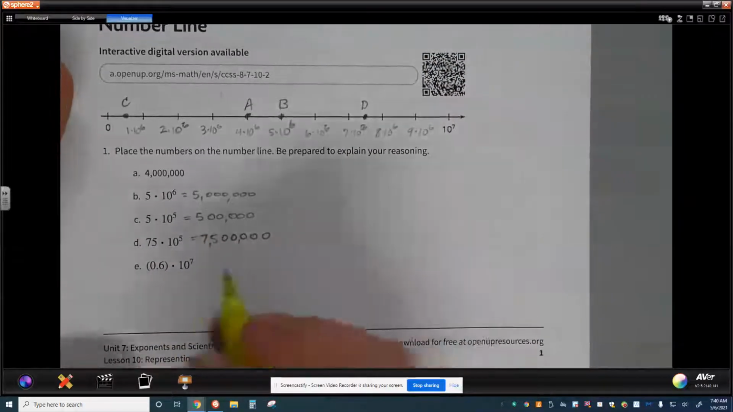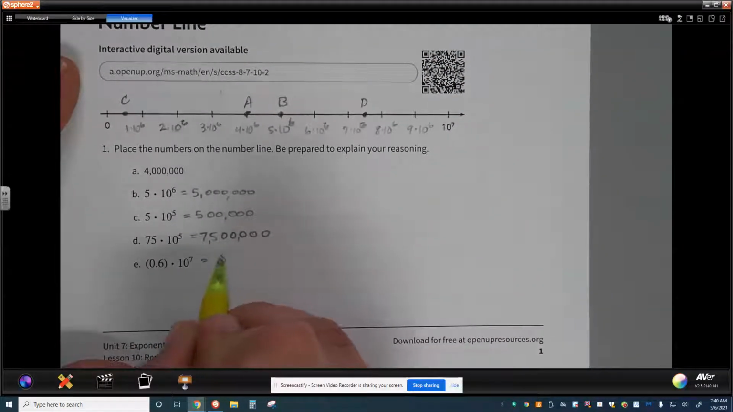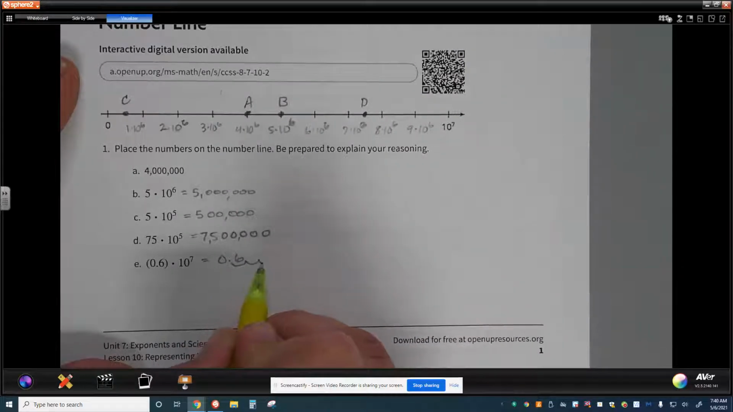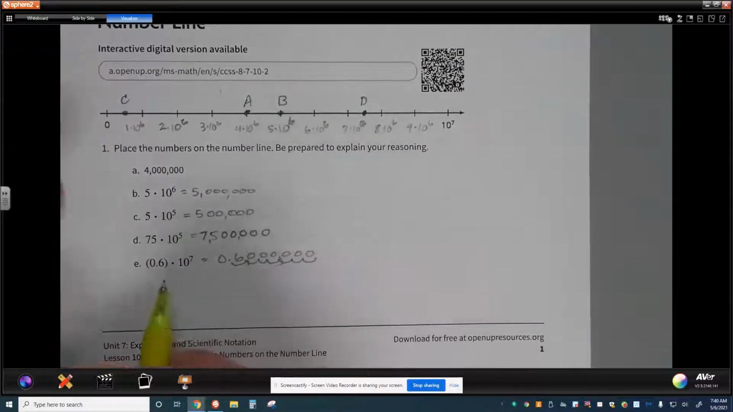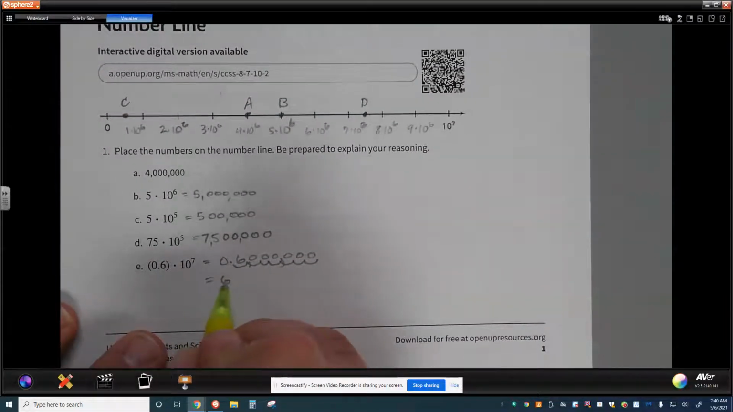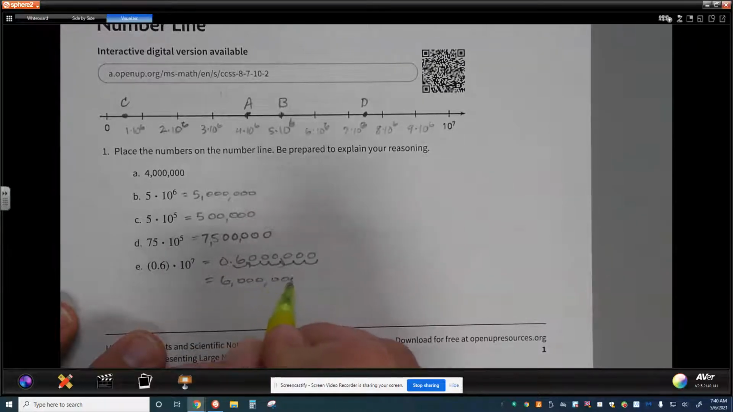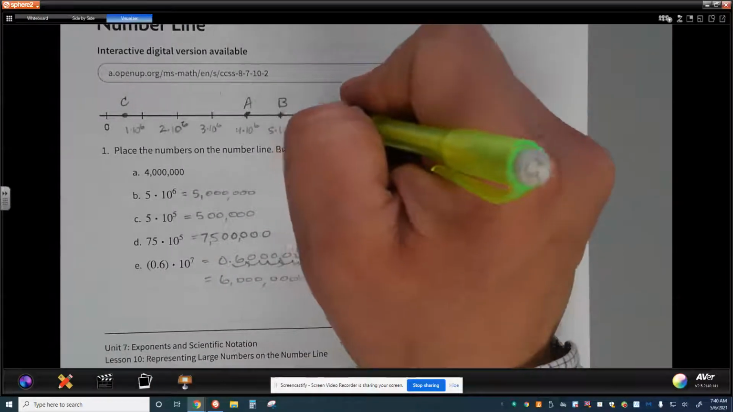Value of E, we see 6/10. So we're going to go ahead and move that decimal 1, 2, 3, 4, 5, 6, 7 powers of 10 larger, which tells us that 6/10 times 10 to the 7th is actually equal to 6 million. And so we have a value right here.